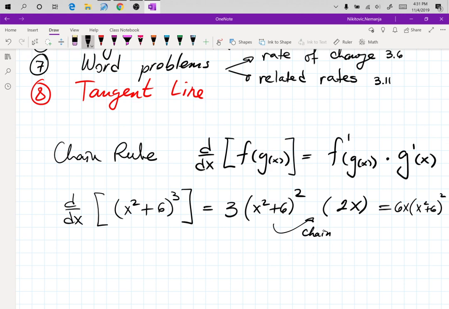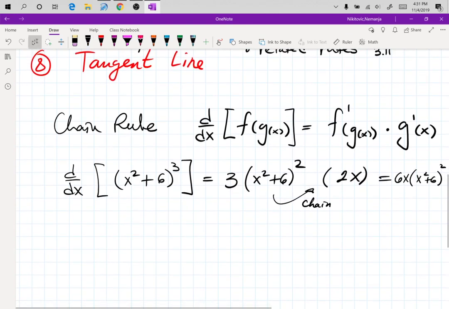Or if you're silly like me and decide to distribute the square, it'd be 6x times (x squared plus 6) times (x squared plus 6). It's just extra work for no reason, because we like it in a factored form. The reason we like the factored form is chapter 4: you set it equal to 0 to find either critical points or inflection points. So we want it factored because it's nicely set up for us to set each factor to 0 and solve it quickly. If you FOIL it, you are making your life more difficult to solve chapter 4.